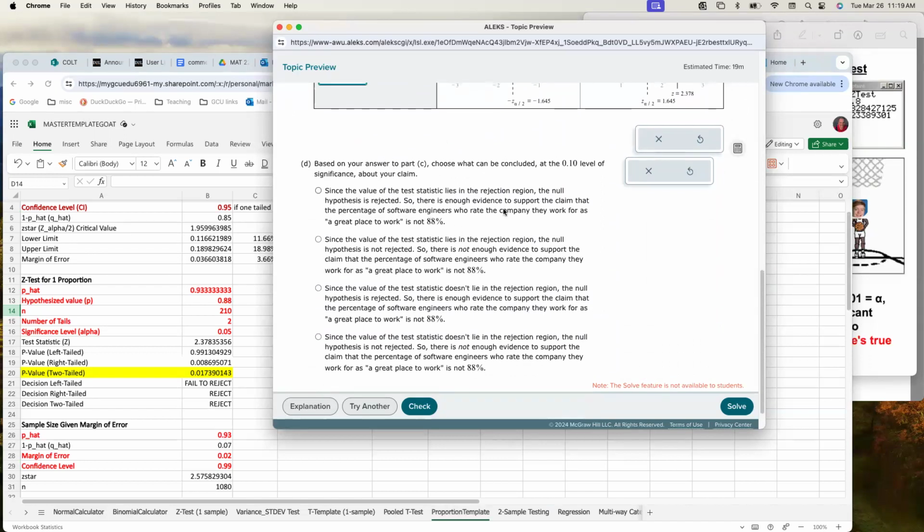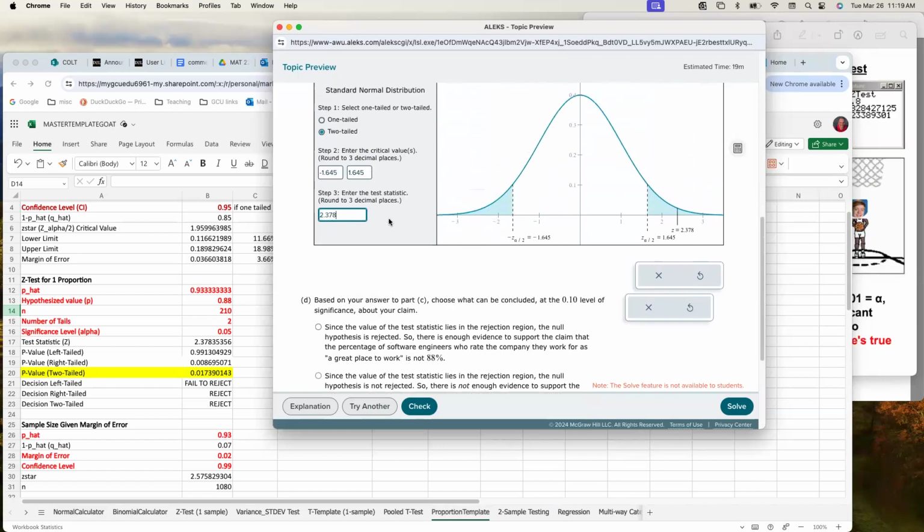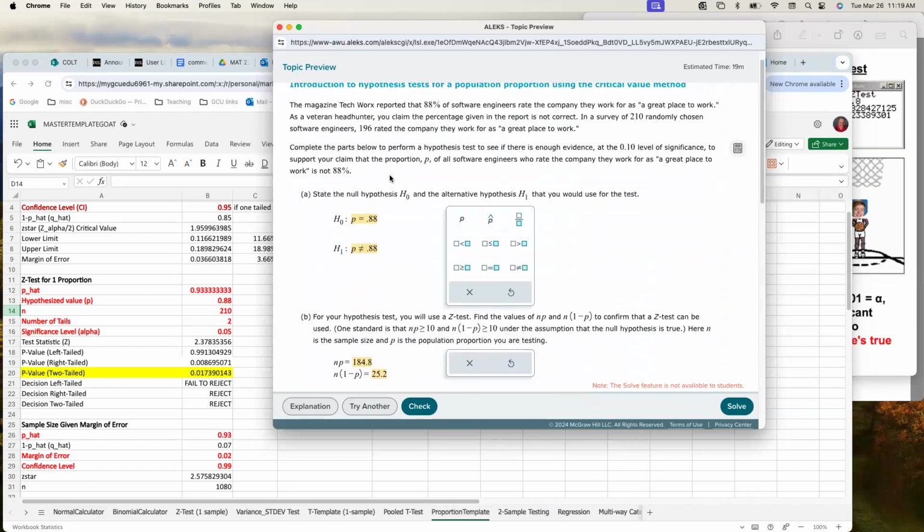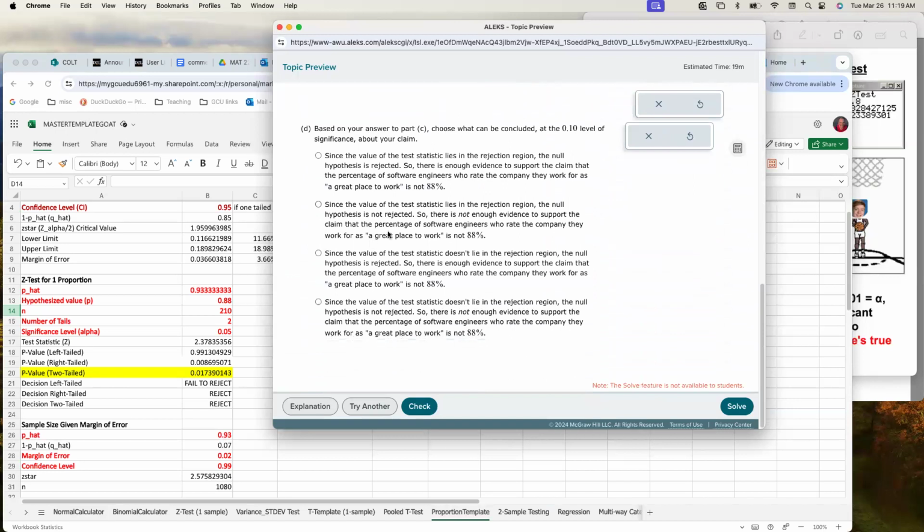So that is my alternative, right? Is not 88%. I go back up here. So there is enough evidence to reject that. What you say, the value lies in the region. Forget which one I was reading here. So there is enough evidence. Yeah, so that's it. So it's in the region.